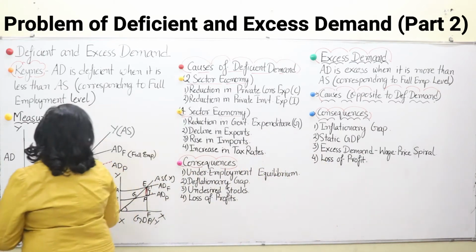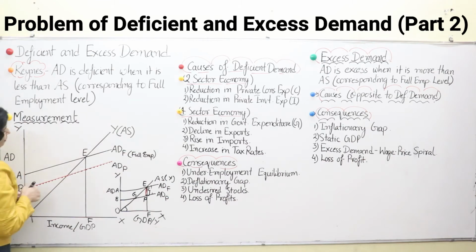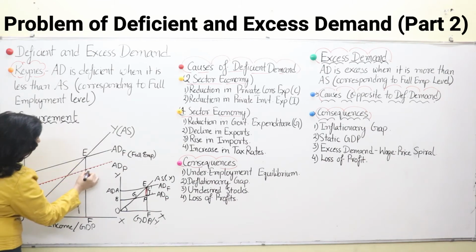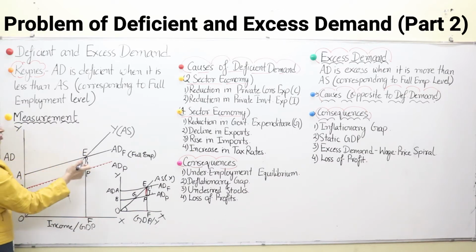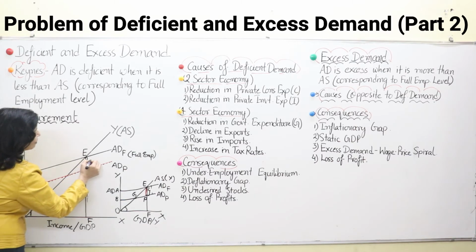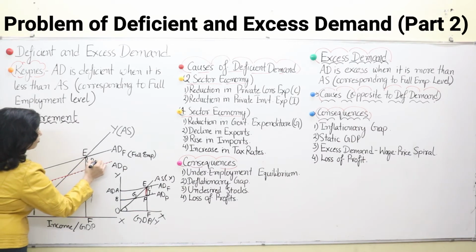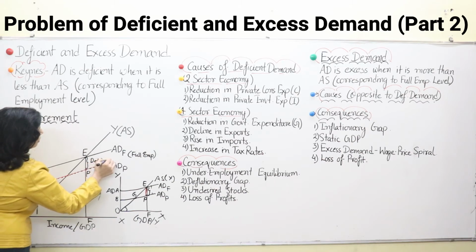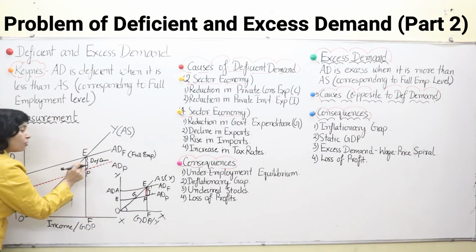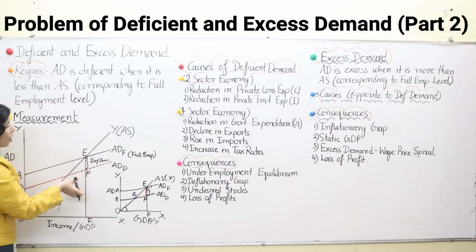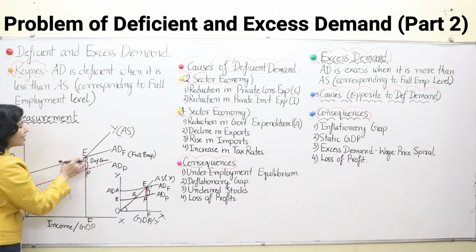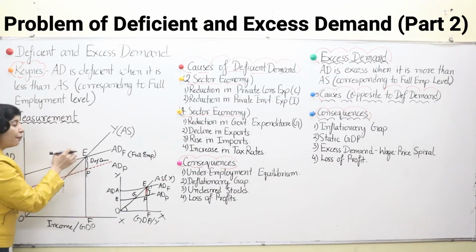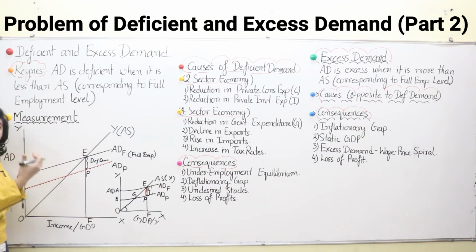So here we can see this gap. I am again naming it EP. EP is the gap which is deficient demand. This is also known as the deflationary gap, because owing to this deficient demand, deflation, depression or recession is happening in the economy. That's why it is also known as the deflationary gap. So deficient demand is also known as the deflationary gap.